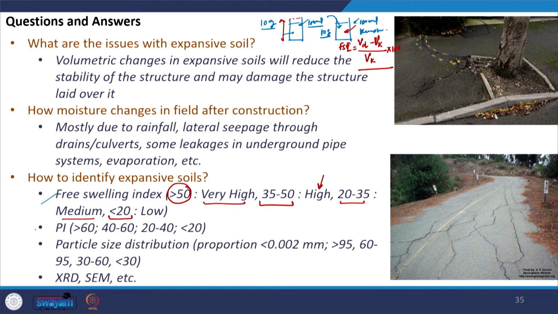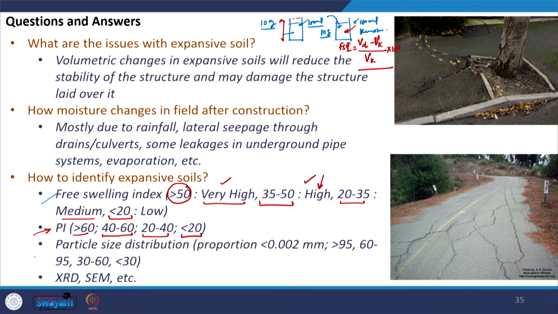Okay. Then the other experiment which we have already learned, that is the plasticity index value, which we get by doing the liquid limit and plastic limit test on the soil. If the plasticity index is greater than 60, such type of soils are very highly expansive in nature. If the plasticity index value is between 40 to 60, we can say this is a highly expansive soil. If it is between 20 to 40, which means the soil is of medium expansive nature, or it has an average value, and if it is less than 20, then we will say that the soil is not expansive, or has low expansion characteristics.